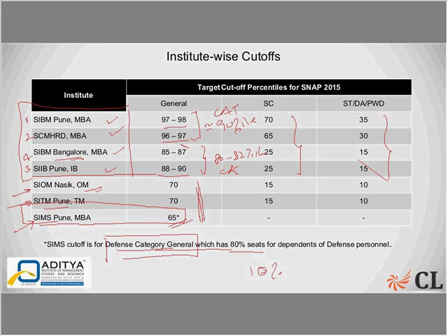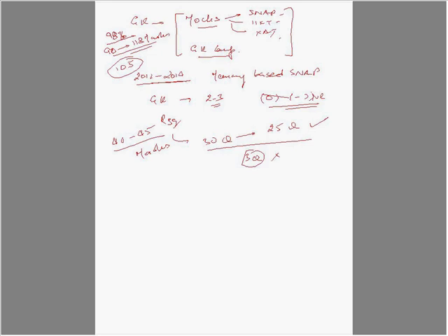Is SIBM better than NMIMS? SIBM versus NMIMS, both of them are at the same level. And let us discuss which one to join once you get calls from both of them. But SIBM Pune, SCMHRD Pune, and NMIMS Bombay are at the same level.